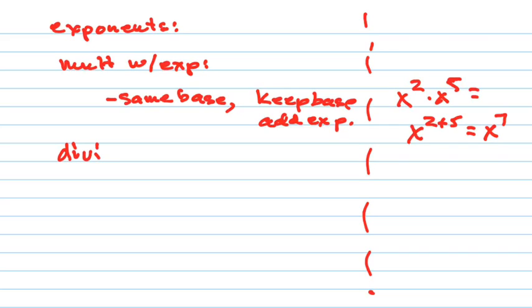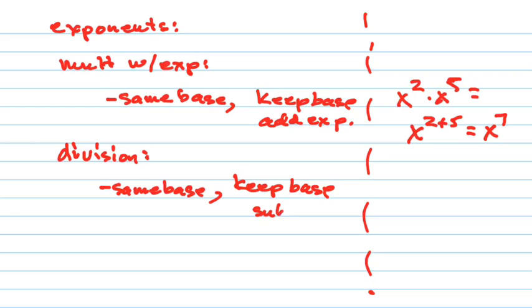What do you think about division then? Exactly. So you're going to keep the base and subtract the exponents. So if you have x to the 5 divided by x to the second, remember the fraction bar always indicates division. So that's x to the 5 minus 2, which is x to the 3rd power.